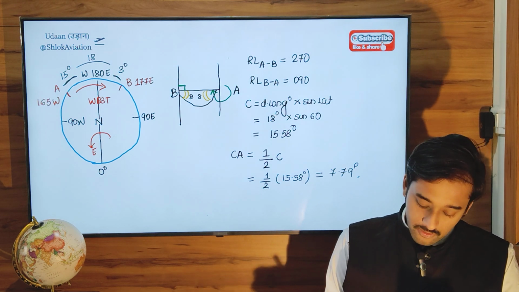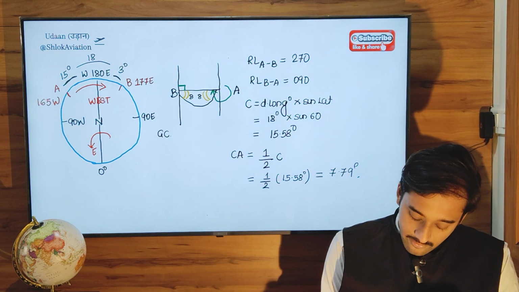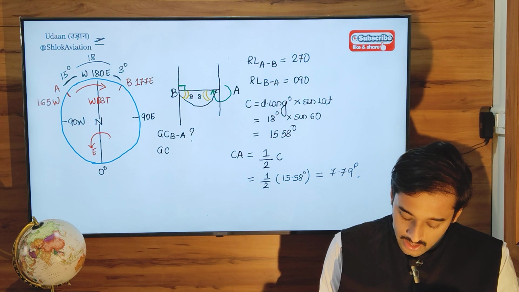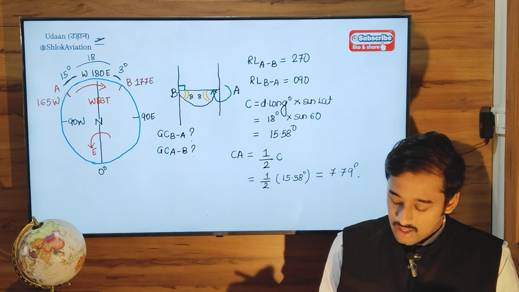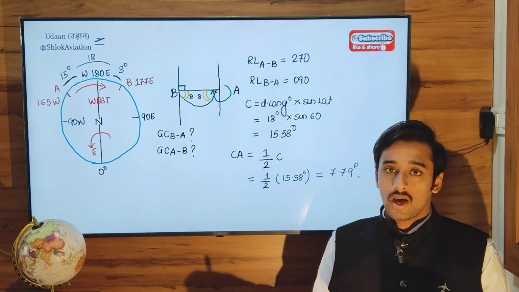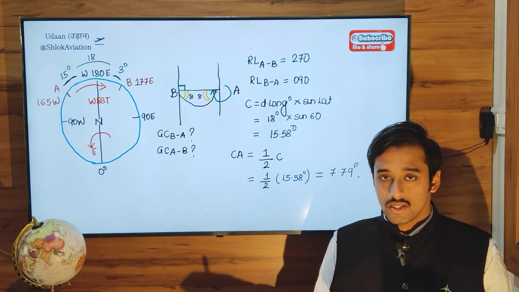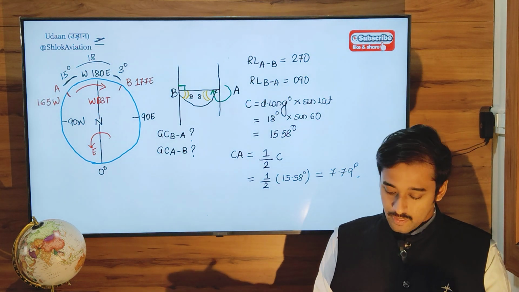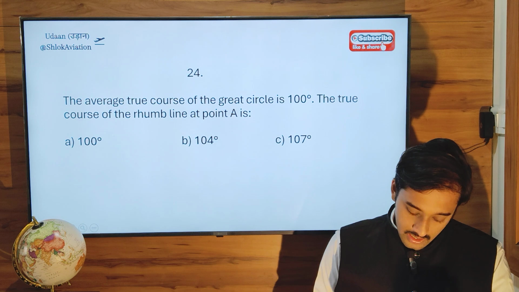I'm giving you homework to find out the great circle track from B to A and the great circle track from A to B. Very simple. You have Rhumb line tracks at both places and you also have the convergency angle at both places. So find out the great circle track from B to A and A to B. Let's go on to the next question.